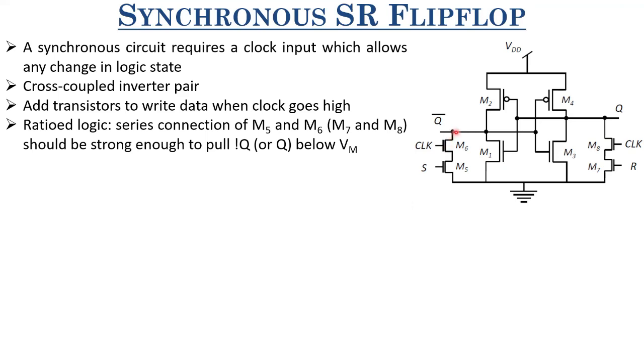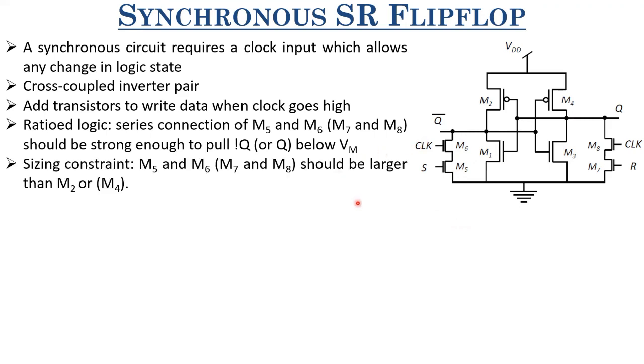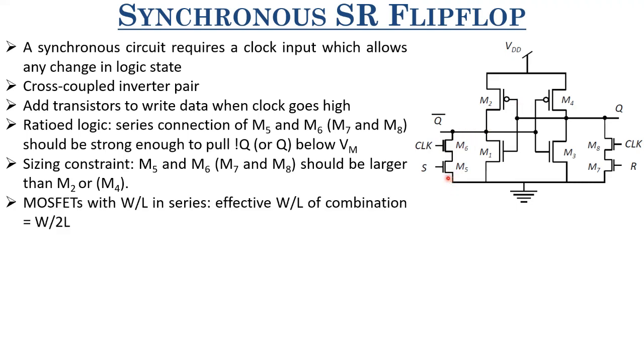If you want to change the state, this pull down circuit should be strong enough to pull this node below VM of the inverters. This node or this node, right? So this is why it is kind of a ratio. You have to size M5 and M6 such that they are able to pull these nodes Q or Q bar below the VM. So what is the sizing constraint? The sizing constraint is that M5 and M6 should be larger than M2 and M4. Why? Because they are in series. Even the series combination has to have a larger strength as compared to M2 or M4, in order to pull this down below VM.